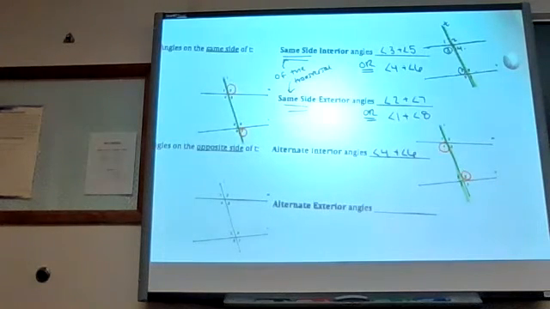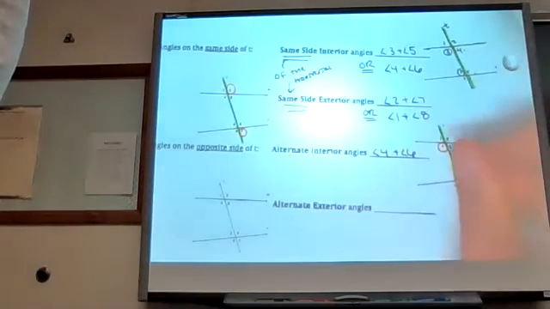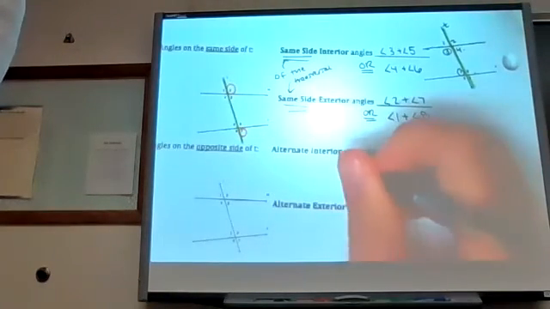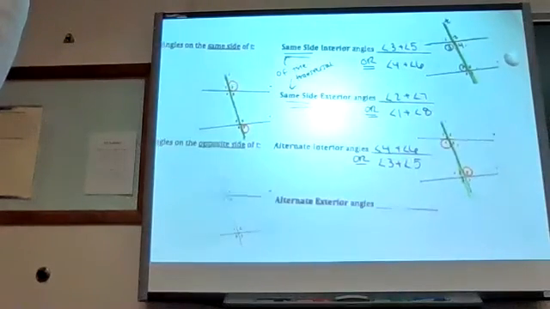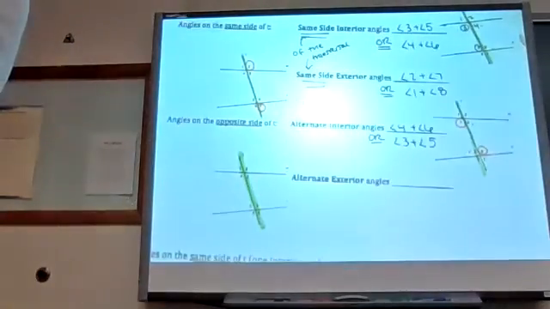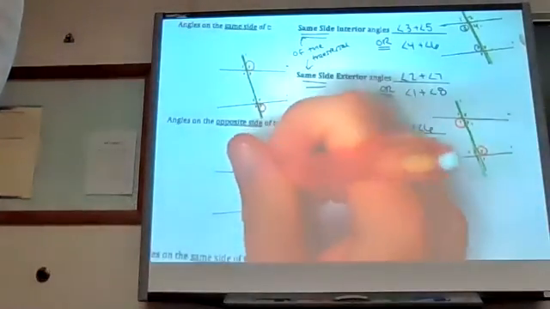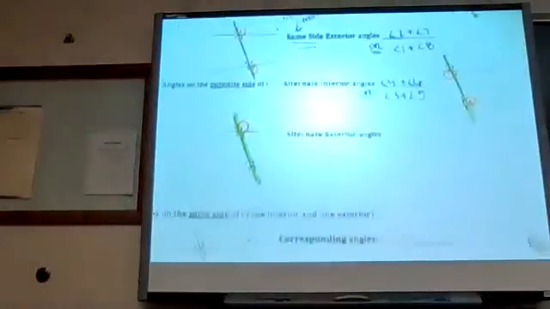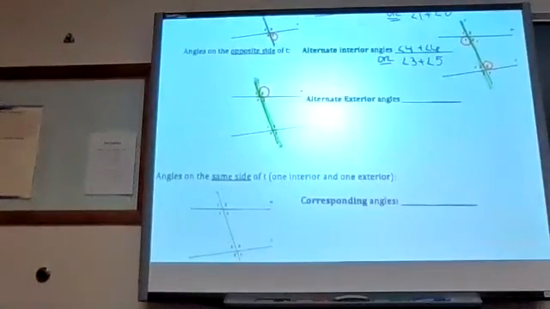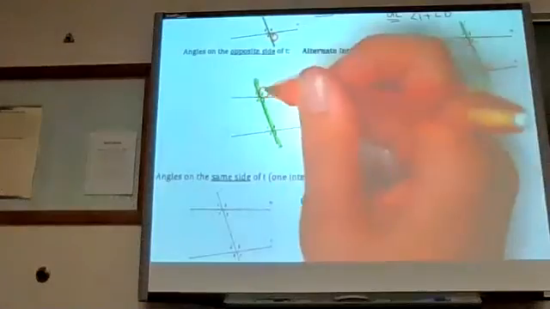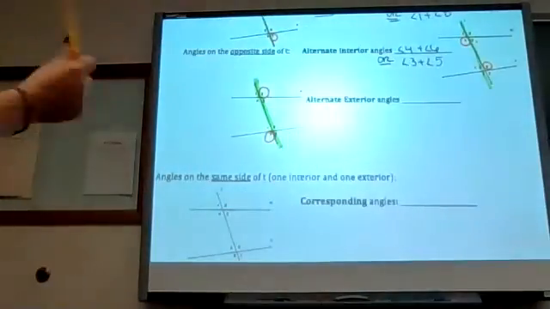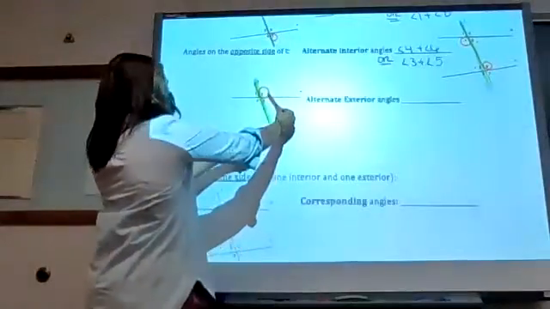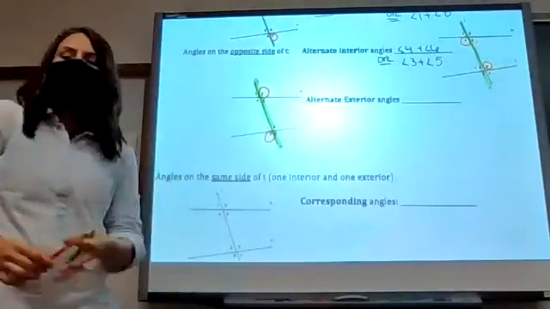3 and 5 here would also be alternate interior. Alternate exterior: so again, here's our transversal, and exterior, so 2 would be an alternate exterior angle with which angle? 8, yeah. So on the opposite side of the transversal and on the opposite line, and they both have to be exterior. Okay, so exterior, opposite side, opposite line. So 2 and 8.